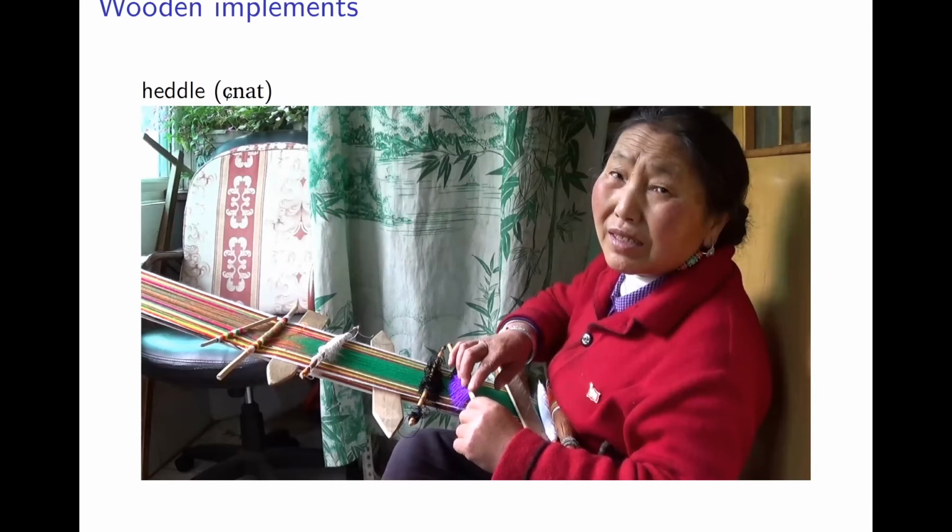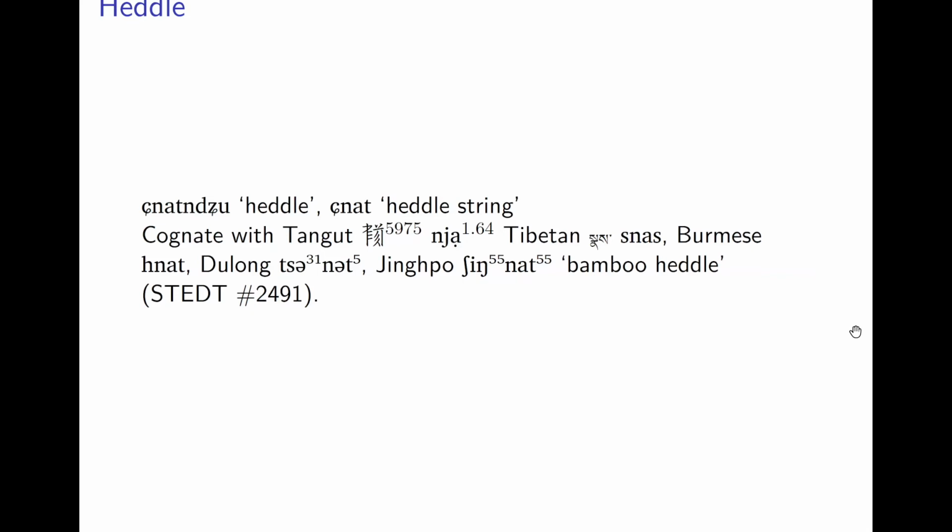So that confirms the idea that some relatively elaborate kind of loom technology did exist very early, in the mid or even early Neolithic. Of course, we wouldn't expect these to be well preserved archaeologically, but the linguistic evidence is quite clear. And I don't think these words are likely to have been borrowed, because the forms do not match what we would expect of borrowings from Burmese into Dulong and Jingpo.